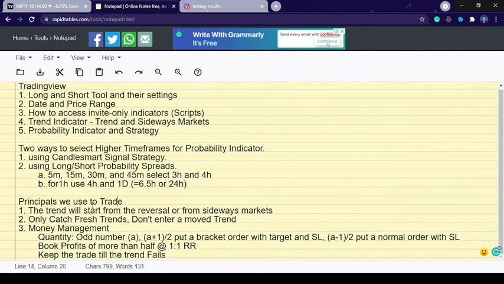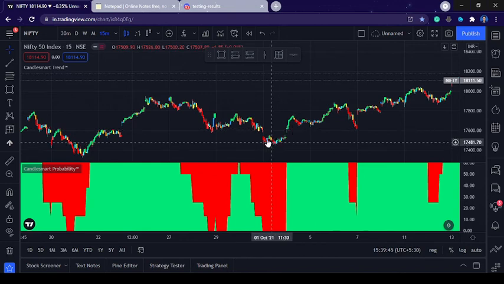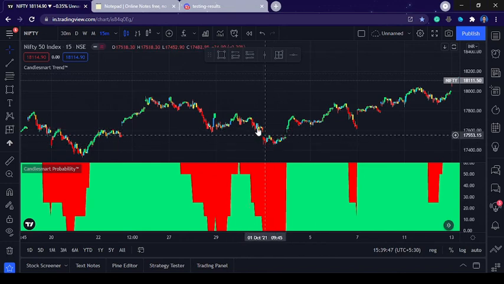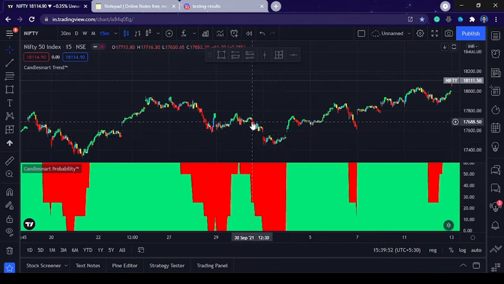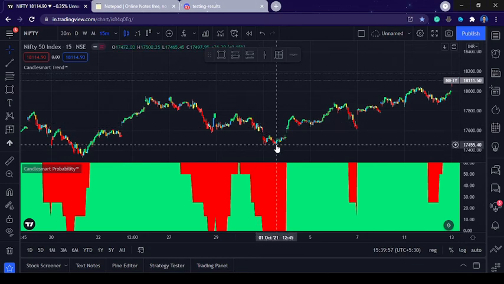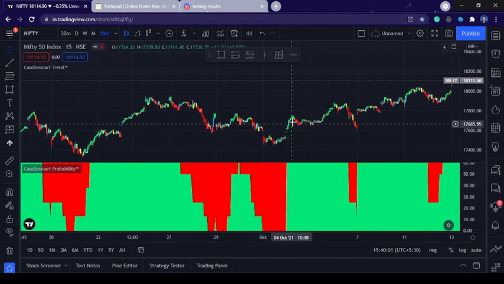Our trade is something like this: the trend will start from a reversal or a sideways market. The meaning is very simple, I will explain. See, here an uptrend started. Before that, what is there? A downtrend is happening, right? We are only taking long trades when a downtrend is happening, or only short trades when an uptrend is happening.